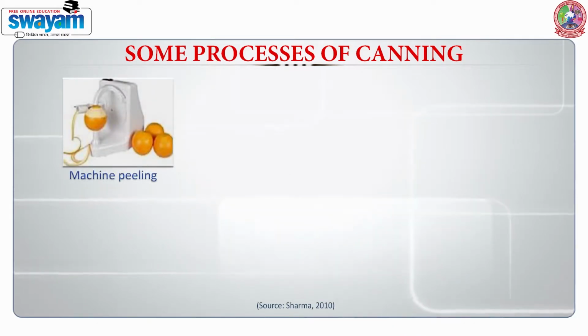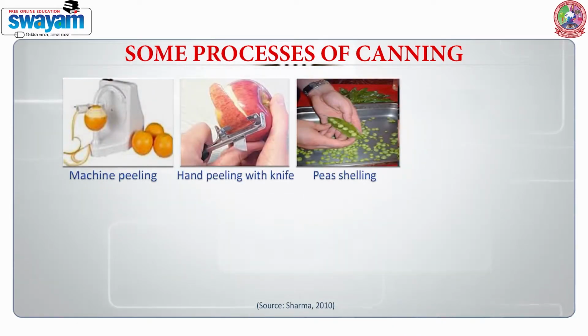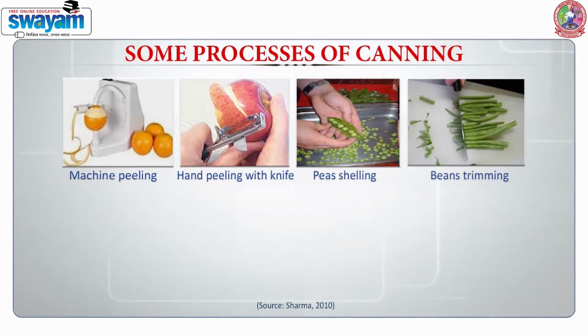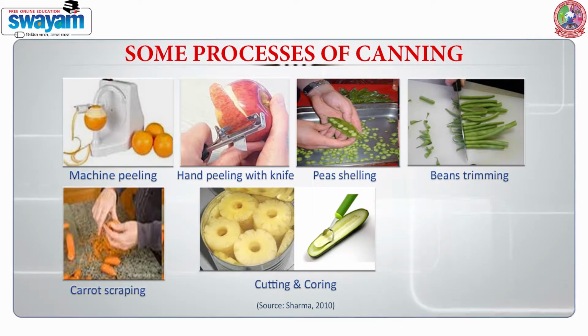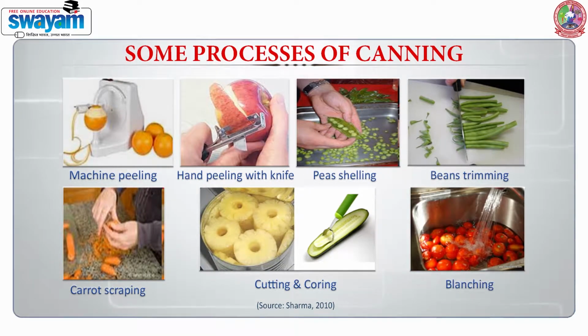There are some processes of canning. These can be represented in diagrammatic forms like machine peeling and hand peeling. If the materials are pods, shelling can be done, or if the material needs to be cut into small pieces, the trimming process is utilized, and then after cutting and coring, the blanching process is undertaken.